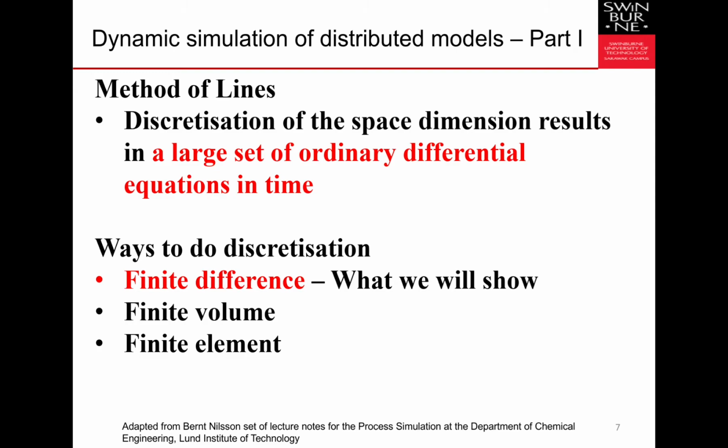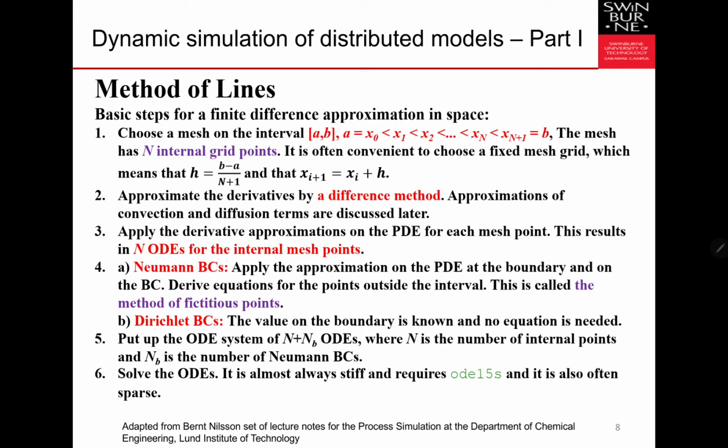There are several ways to do the discretization. Here, we will inspect in particular the finite difference method. Finite volume and finite element are also available, but we will not discuss them here. The same general steps that we showed in the previous week, we utilize again here. So the first step will be to choose a mesh on the interval [a, b], where we have n internal grid points.